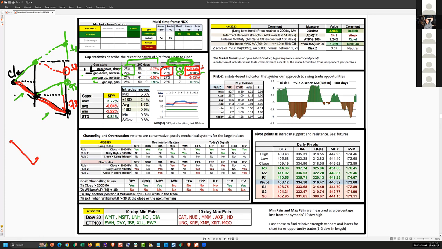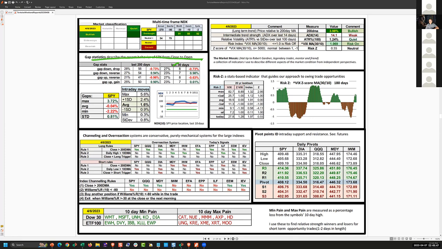55% of the time it gapped down, 45% of the time it gapped up. The gap up and fail was a better trade than the gap up and go, and the gap down and reverse, the morning hook, was the best trade in the last 200 days. So it closes, it gaps down, it sells off and starts to reverse. That's the best trade that there was in the last 200 days, says the gap statistic.